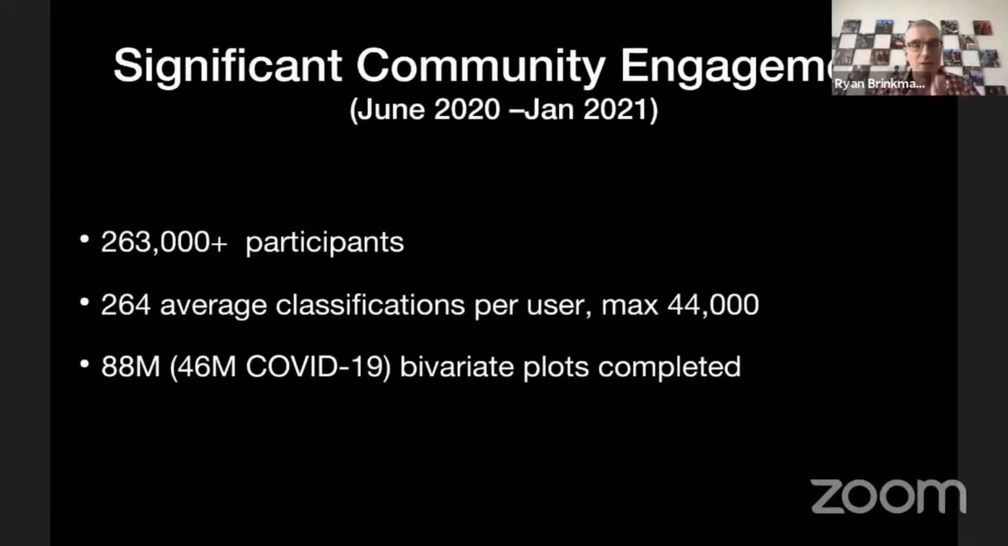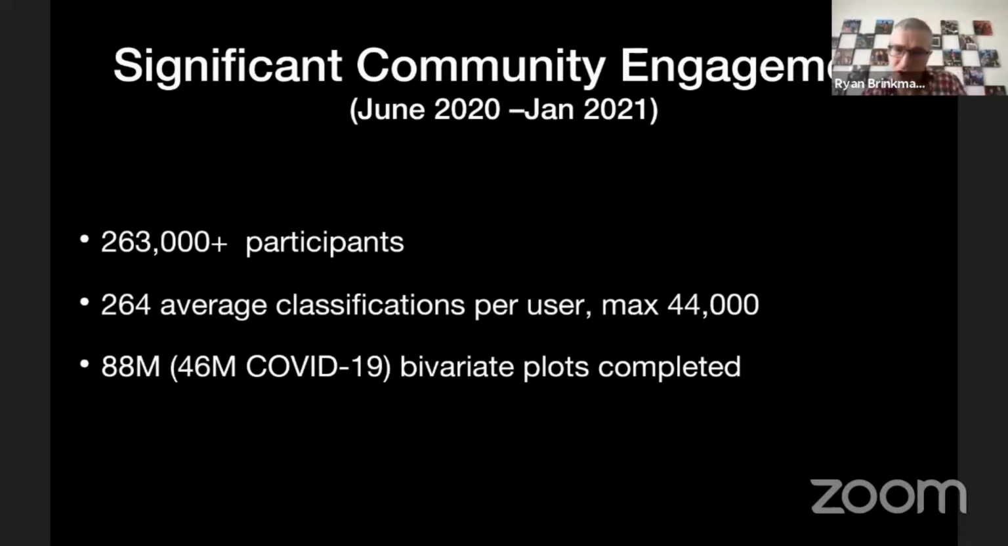So this project launched right when COVID started. It was a huge effort at CCP to get this up and running as fast as we could. Between March, when it started, and June, they had this out to the players. Since then, up until now, there have been 26,000 people who've done gating for us. On average, it's about 260 classifications per user. One person really likes gating. They've done 44,000 gates for us. So far, up to now, we have 88 million bivariate plots gated.